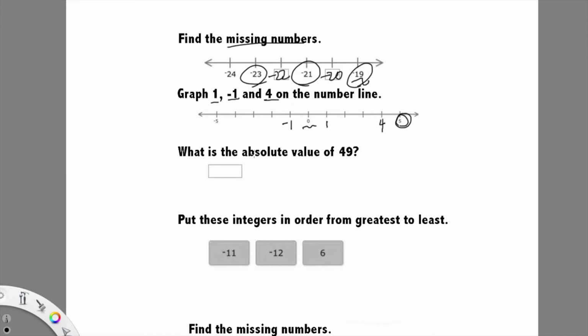The third question is what we just went over. The absolute value of 49 is simply 49.